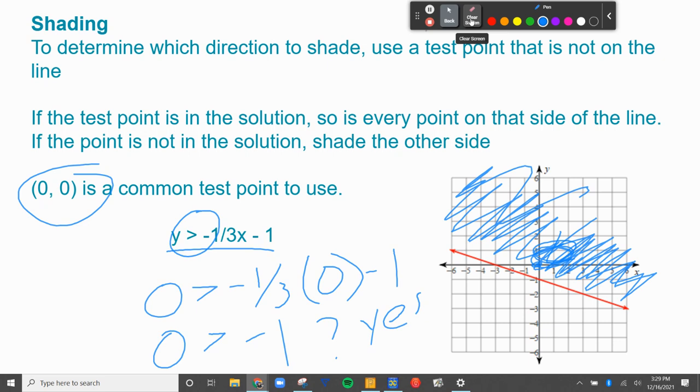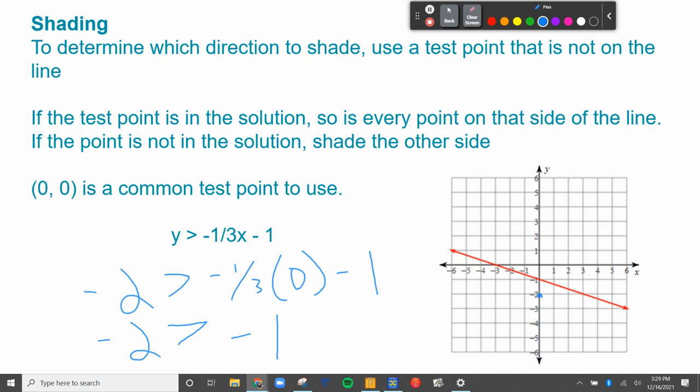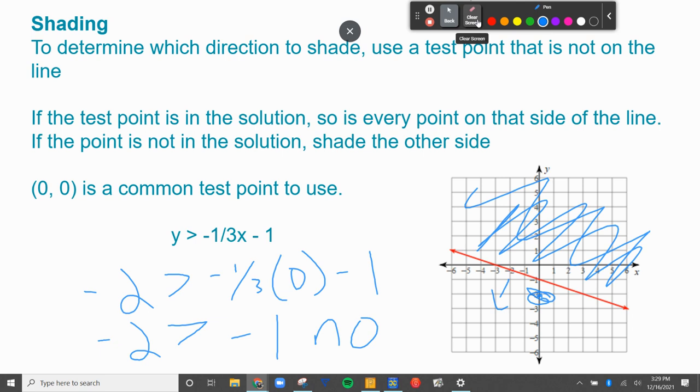However, if we did something below that line, let's go 0, negative 2. So y is negative 2, greater than negative 1/3 times 0 minus 1. Negative 1/3 times 0 is 0, and 0 minus 1 is negative 1. Is negative 2 greater than negative 1? No, it is not. So this and everything below this line is not a solution. The solution lies above, in any of these points. Let's look at another example.